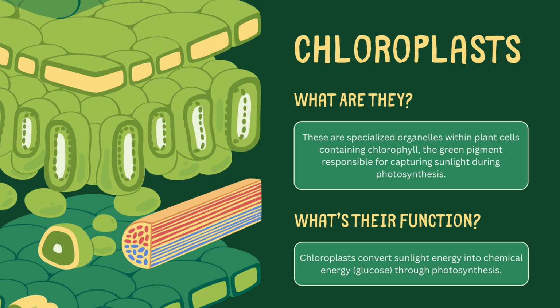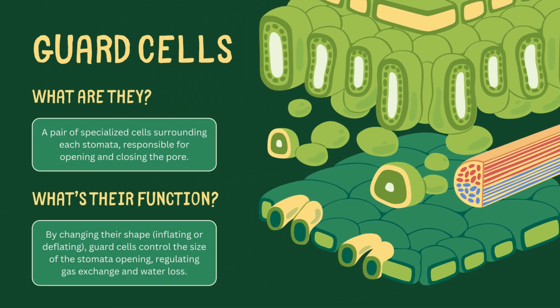Chloroplasts. What are they? These are specialized organelles within plant cells containing chlorophyll, the green pigment responsible for capturing sunlight during photosynthesis. What's their function? Chloroplasts convert sunlight energy into chemical energy, glucose, through photosynthesis.